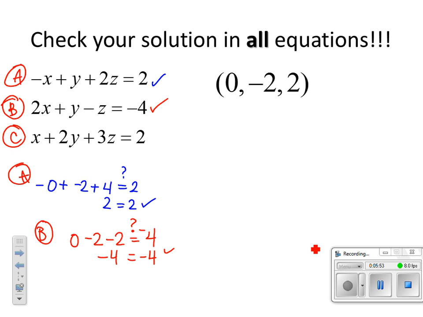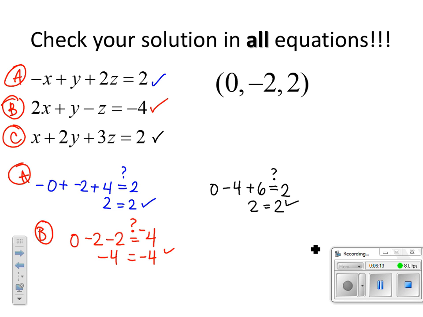So that does check. And now I'm going to check it in C as well because it's not a true solution unless it works in all three of the equations. 0 minus 4 plus 6 equals 2. Does that really equal 2? And 6 minus 4 is 2. And so 2 does equal 2.